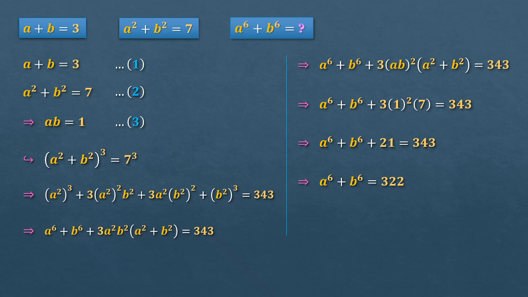By relying solely on algebraic identities and a structured sequence of substitutions, we transform basic information about a and b into the value of an expression as large as a to the 6th plus b to the 6th. This demonstrates how powerful symbolic manipulation can be when used correctly.